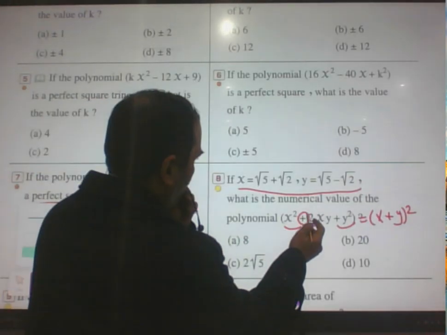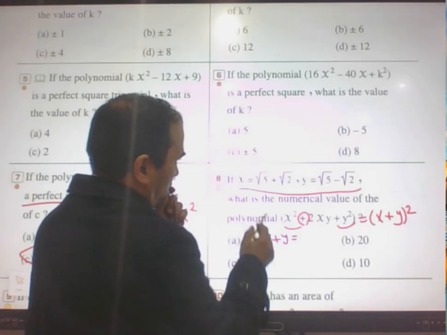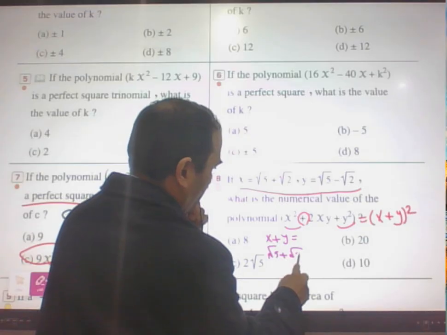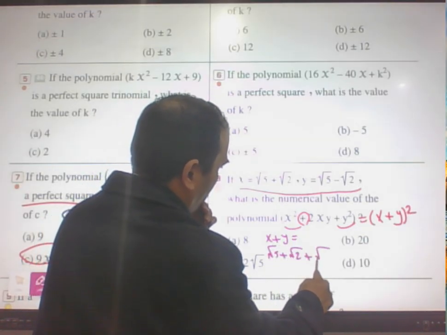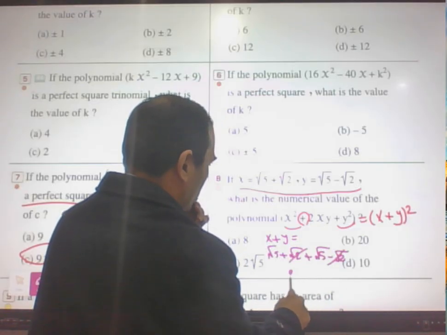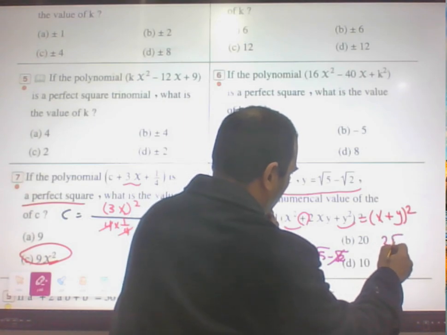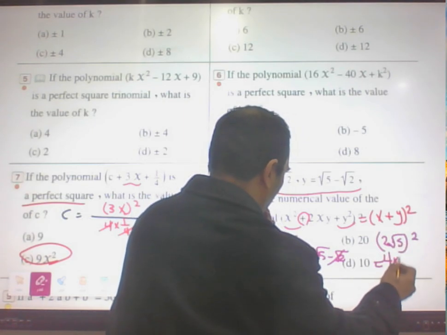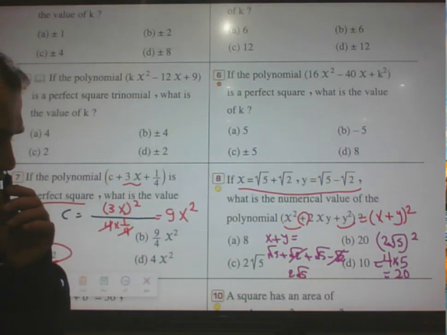Look at here, we have x plus y. Square root of 5 plus square root of 2, understood? Plus y, the square root of 5 minus the square root of 2. We can simplify, and the answer will be 2 root 5. Now I will write the answer here: (2 root 5)². 2 squared is 4, and root 5 squared is 5. 4 times 5 equals 20. Then the answer will be 20. Choose letter B.